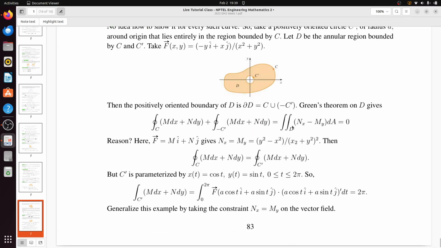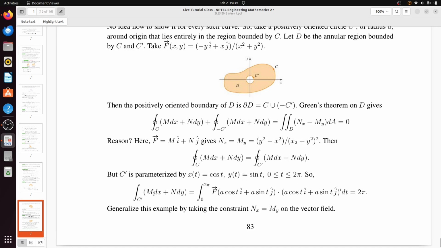Next, this will be the double integral over annular region D of del N del x minus del M del y dA. This will give you 0. Why? Because here your vector F is M i plus N j. This gives you del N del x minus del M del y equal to y square minus x square by x square plus y square whole square. Then M dx plus N dy becomes simply M dx plus N dy on this C prime, but C prime is parameterized by x(t) equal to cos t and y(t) equal to sin t.